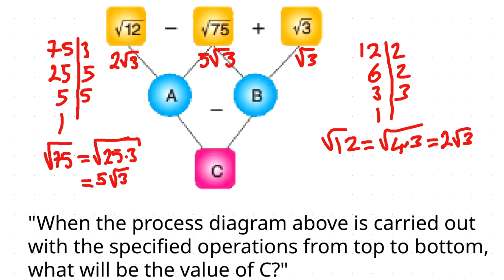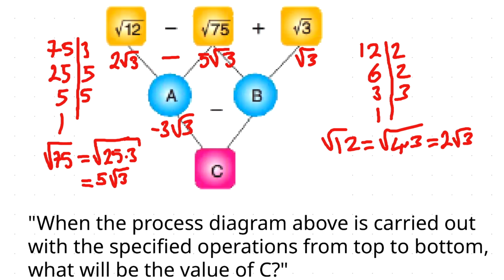Remember, to find A, we were supposed to subtract: 2 root 3 minus 5 root 3. You will end up with negative 3 root 3, because when you're subtracting a larger positive from a smaller one, you take away 2 from 5, which is 3, and you keep the sign of the greater number, which is negative for the 5. So we have negative 3 root 3 for A.